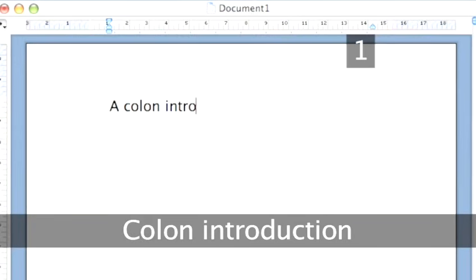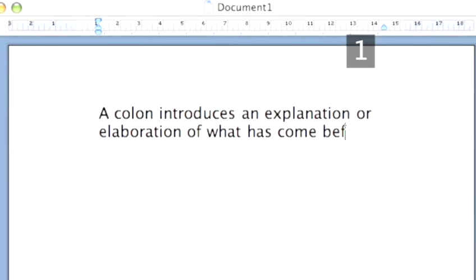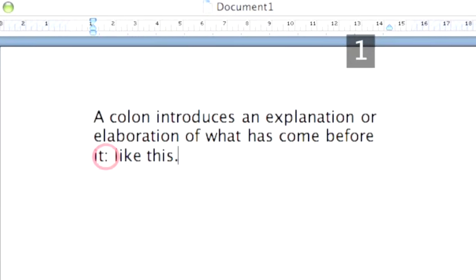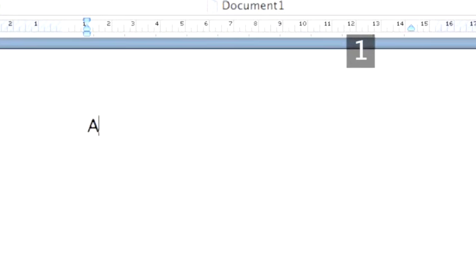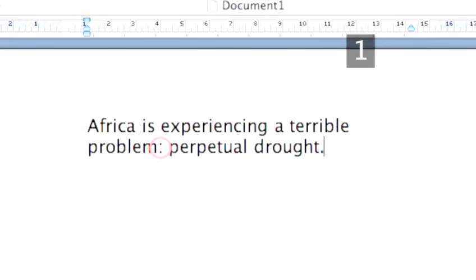Step 1. Colon Introduction. A colon introduces an explanation or elaboration of what has come before it, like this. To use a colon, you will need to be satisfied that the two sections of your sentence aren't complete sentences in their own right, and the information in one section explains the other section.